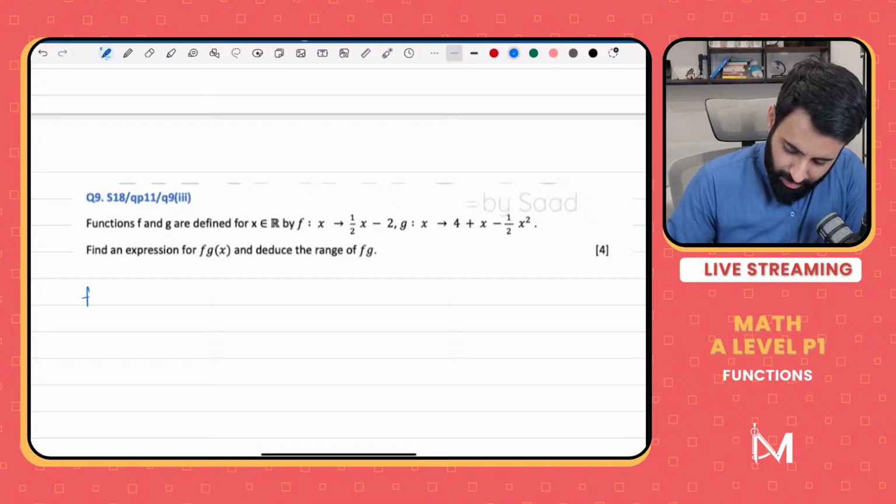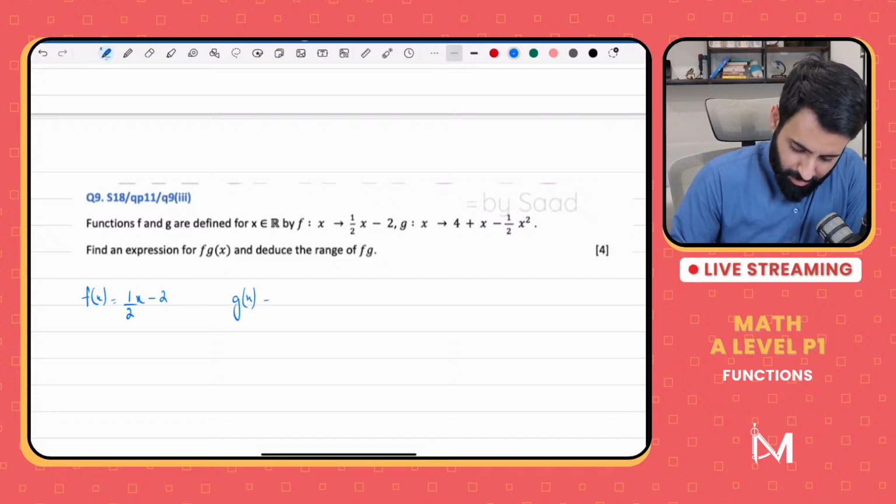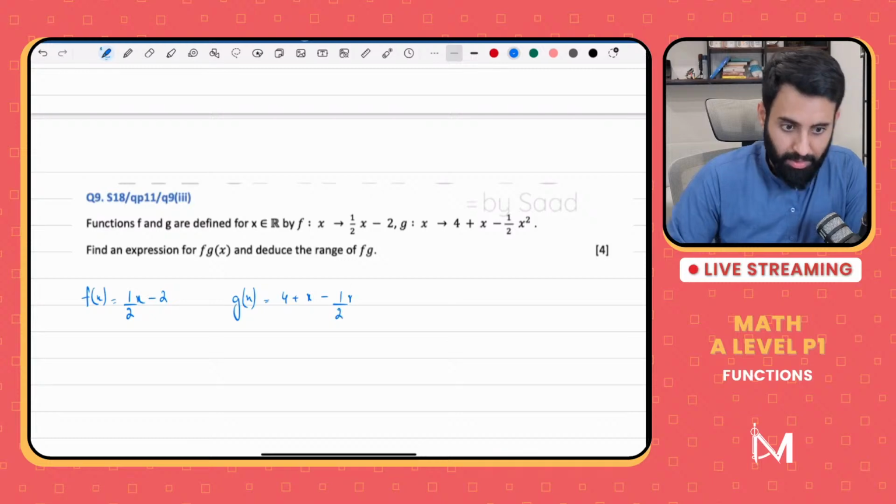f of x is equal to half of x minus 2, and g of x is equal to 4 plus x minus half x squared.